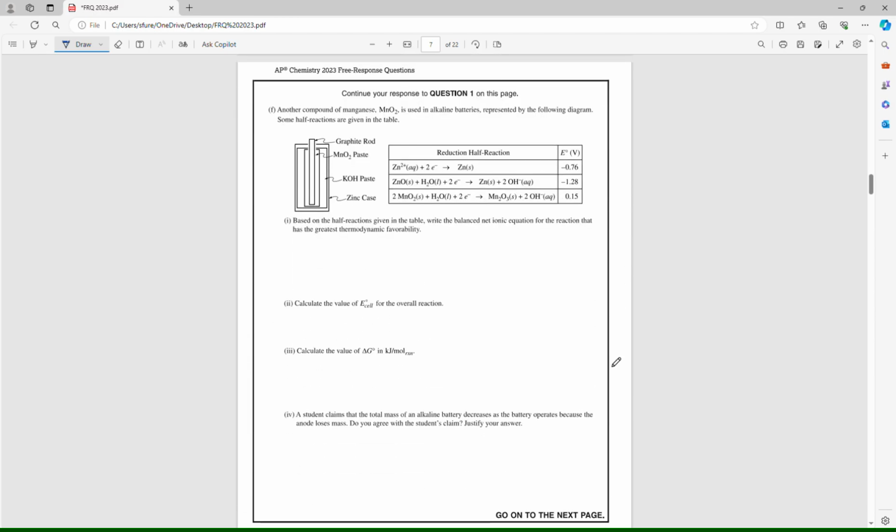Okay, let's move forward. F. Based on the half reactions given in the table, write the balanced net ionic equation for the reaction that has the greatest thermodynamic favorability. I'm actually going to skip to number 2 first. So write the value for E naught cell for the reaction.